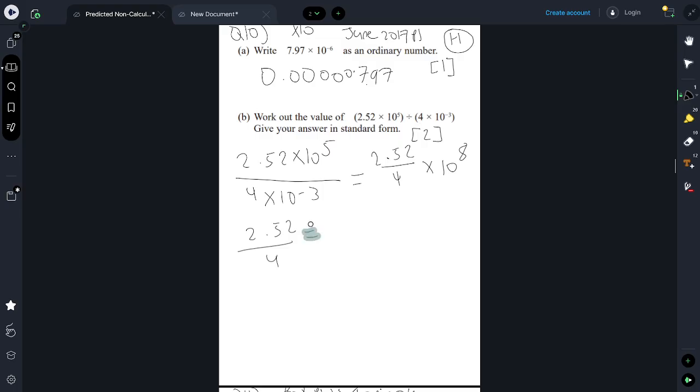Let's get rid of the decimal point. So how do we do that? Well, you're going to move it 2 places, so you're going to times the top and bottom by 100. So that's going to be 252 over 400.